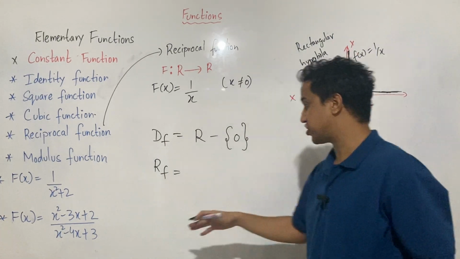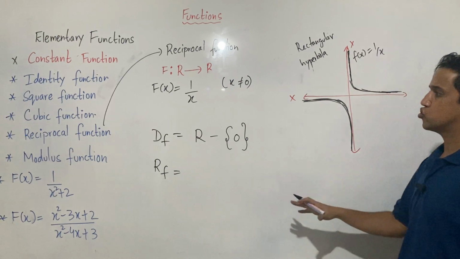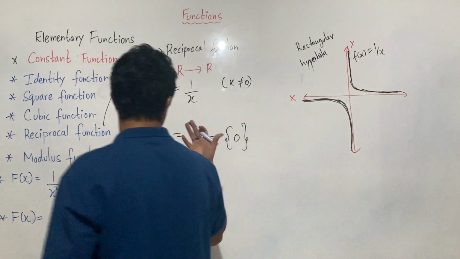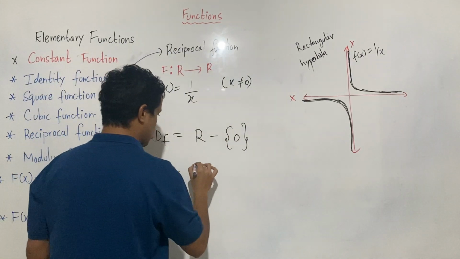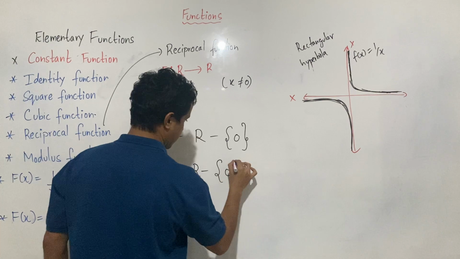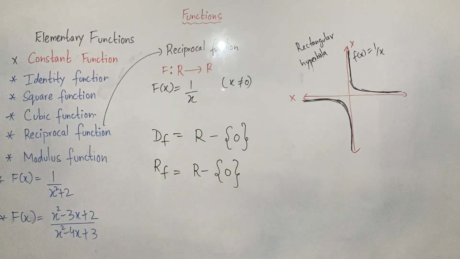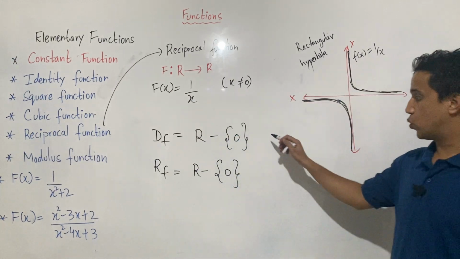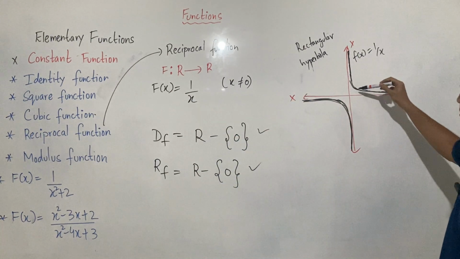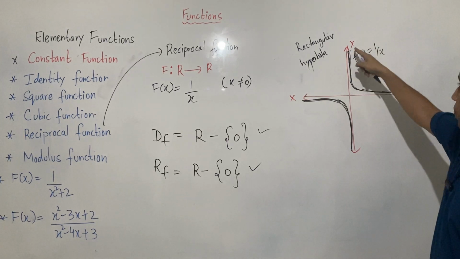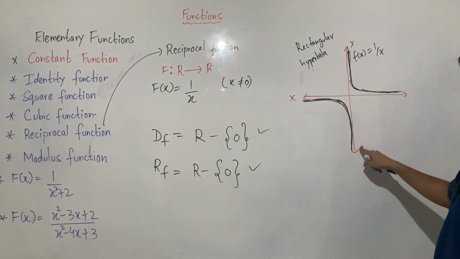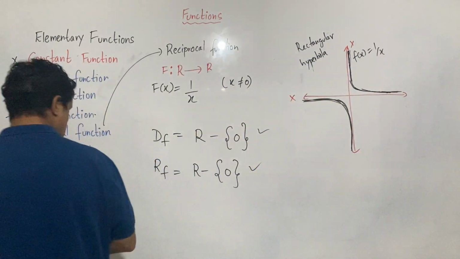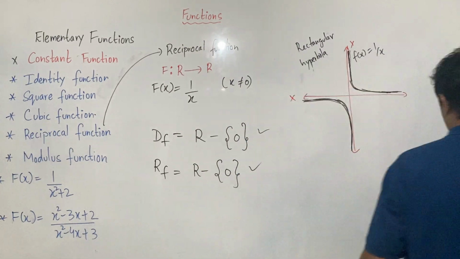So what's going to be the range? Again, the range is very simple. x is not defined for 0, so the range is also going to be the same. It's going to be R minus 0, right? So I hope you are clear with it. As you can see, the values of y are on the positive y-axis and negative y-axis, but it's not defined for 0. Okay, so that's about your reciprocal function.